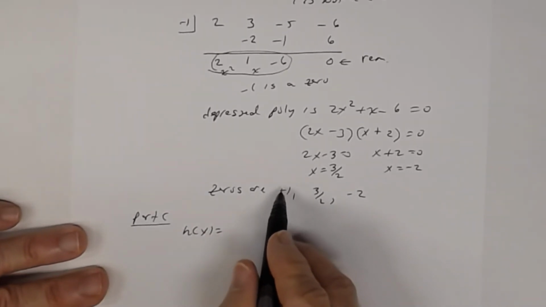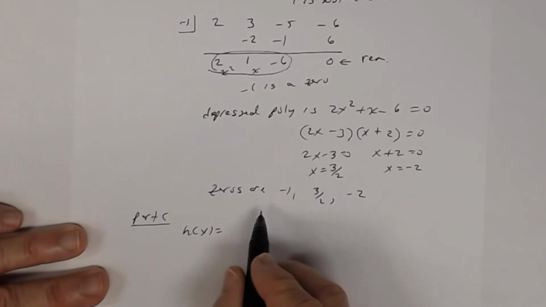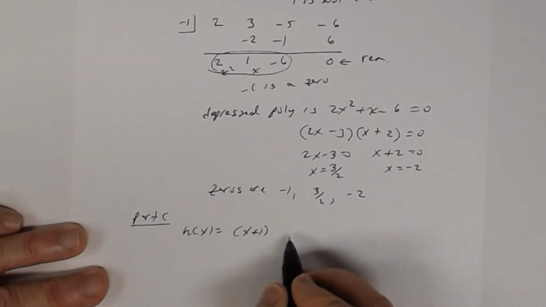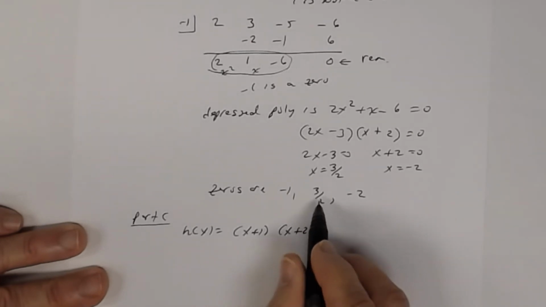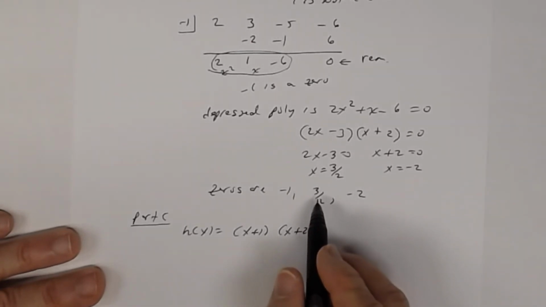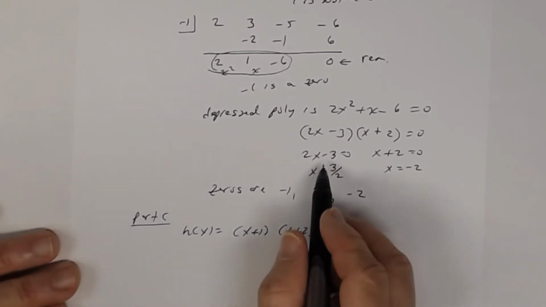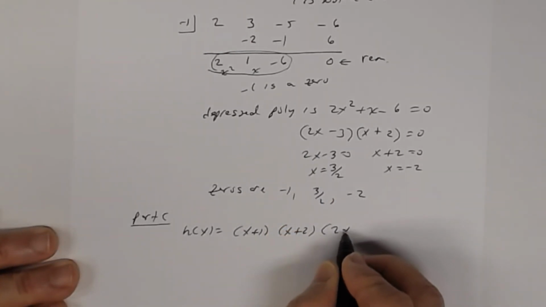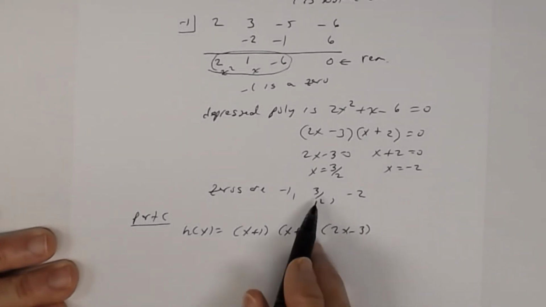All right, so this one's easy right here, because if negative 1 is a 0, then that means x plus 1 is a factor. If negative 2 is a 0, then that means x plus 2 is a factor. Now be careful here. If 3 halves is 0, you have to remember how you got 3 halves. You got 3 halves by saying 2x minus 3 equals 0.